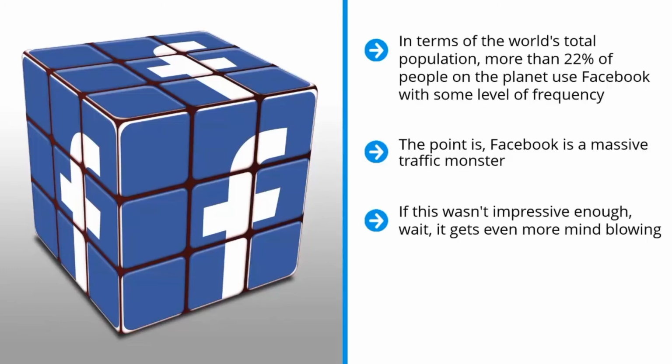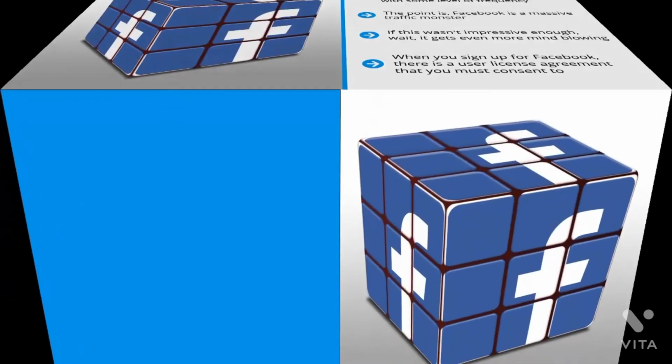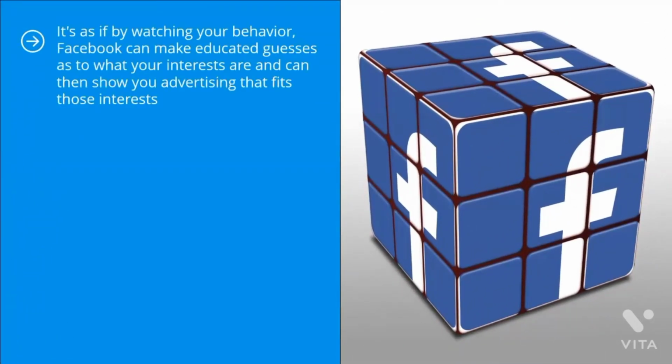Once people log into Facebook, the system basically keeps tight surveillance on them. And the crazy thing is that this is all done with their permission. When you sign up for Facebook, there is a user license agreement that you must consent to. Unless you read the fine print, you wouldn't become fully aware that once you sign in, every like, comment, share, as well as pages that you liked and even ads that you clicked will be monitored by Facebook. It's as if by watching your behavior, Facebook can make educated guesses as to what your interests are and can then show you advertising that fits those interests.